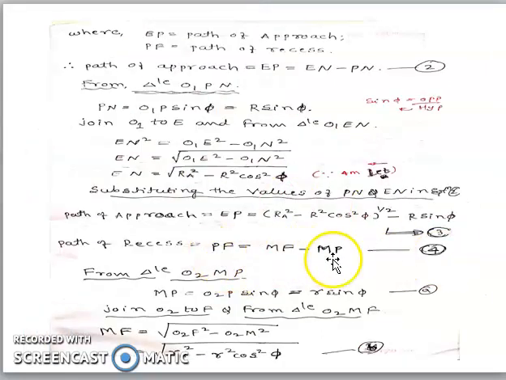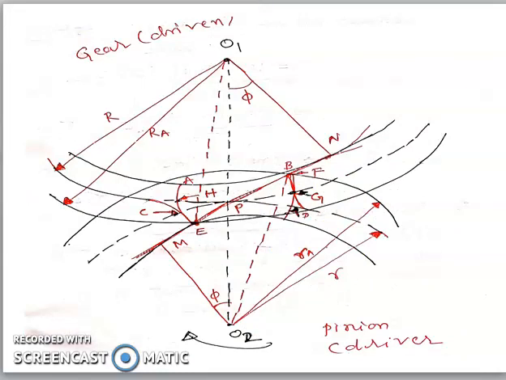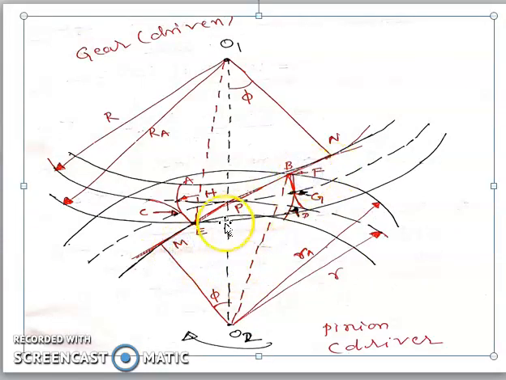So Pf is equal to mf minus mp. So what will we get? We will get the Pf, mf minus mp. So Pf is what? Pf is the path of recess.